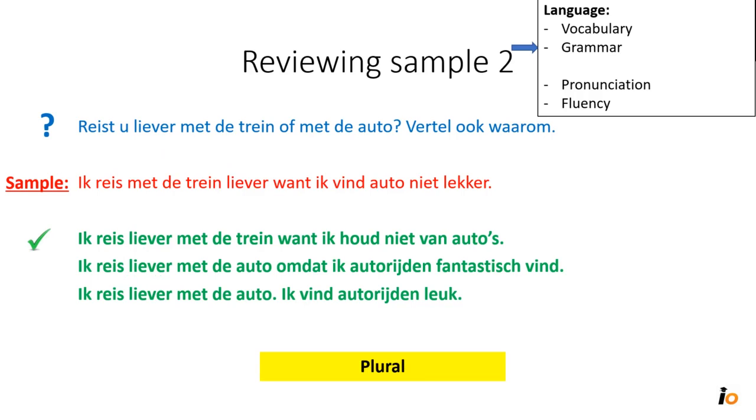Then there is one more mistake in the grammar, and that mistake is in the plural. And this is in the second part of the sentence, where she says, "Ik vind auto niet lekker." And if you say "ik vind auto" without an article, then you have to put auto in the plural. So it should be like in the first ideal sample with apostrophe s to make the plural. "Ik vind auto's niet, ik houd niet van auto's," I don't like cars. So if this person would have said in the second sentence, "ik vind auto's niet leuk," then that would have been fine. But she needs to put an apostrophe s at the end of auto. So that was the last grammar mistake.